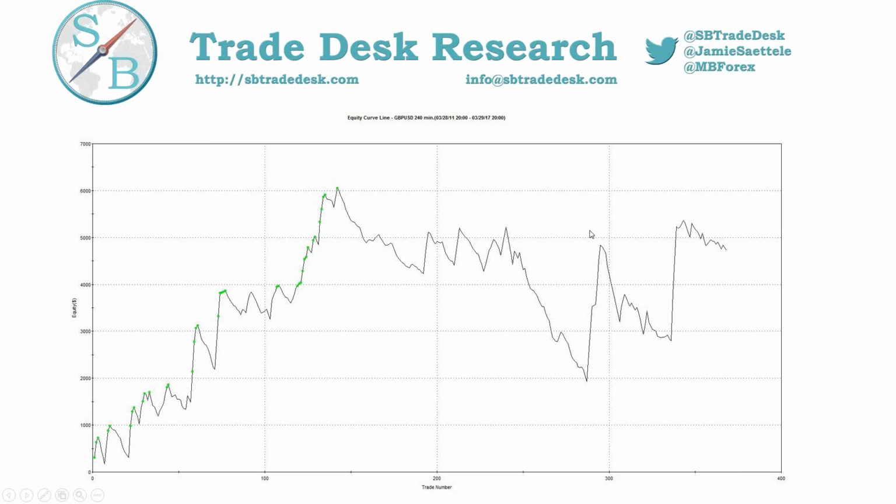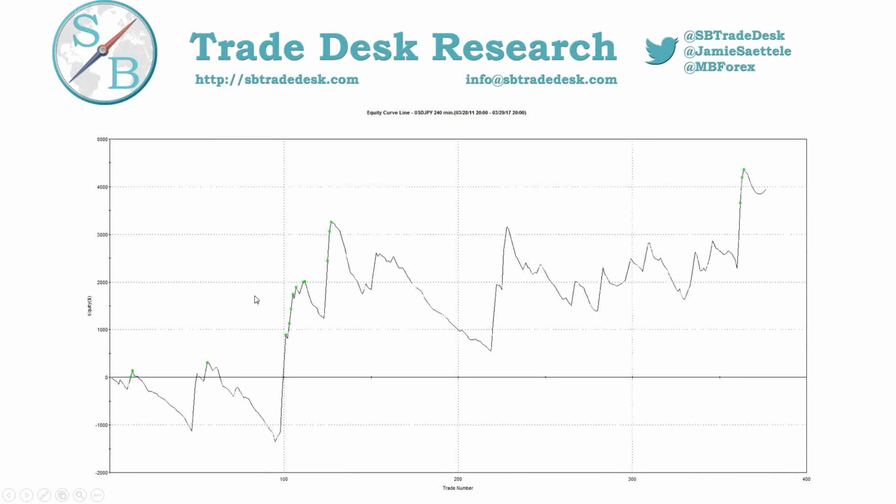Okay, this is cable. So this is the pound dollar. Again, going back 6 years, a little more than 350 trades. You've got the big drawdown from December 2013 to December 2015. So that's 2 years where it really didn't do very well at all. It gave back a good chunk of what it had made on these alerts.